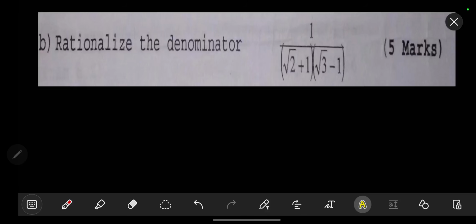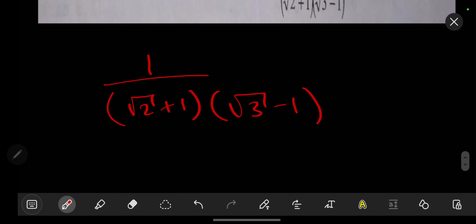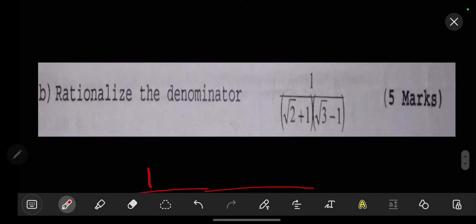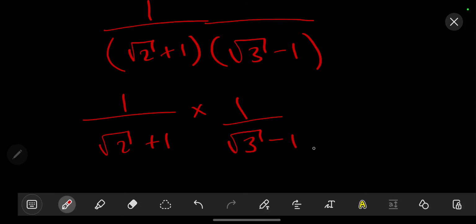So we have rationalized the denominator. We are going to have something like this: 1 over the square root of 2 plus 1, then we multiply this by the square root of 3 minus 1. This is going to give us a value that is equivalent to, so we are going to rationalize the denominator. We are going to split this. So this is the same as 1 over the root of 2 plus 1 times 1 over the root of 3 minus 1.